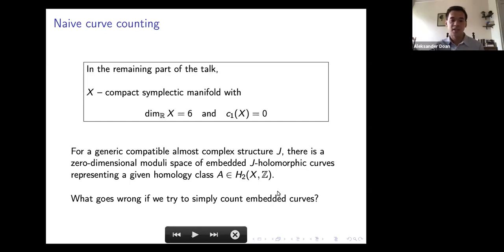In this case, the reason I chose dimension X equals 6 and the first Chern class equal to 0 is that all moduli spaces will be zero-dimensional.